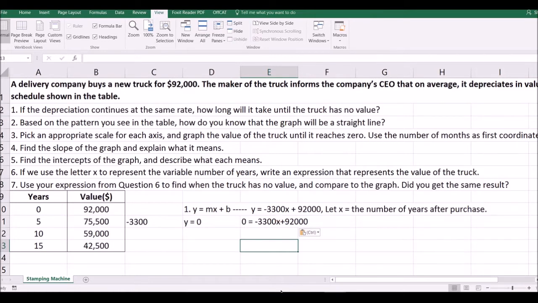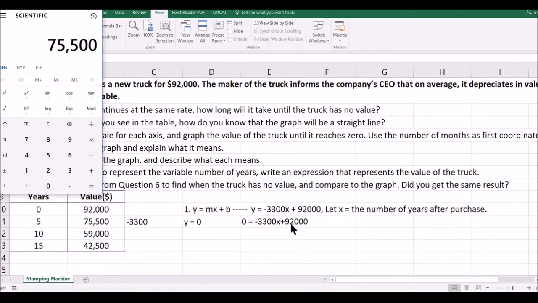And let's solve it. Now we need to move this 92,000 to the other side, so we're going to do that by subtracting. So on the other side, we're actually going to have negative 92,000. And then we have multiplication, so we're going to want to divide. So we're going to divide that by 3,300, but it's also a negative. Negative divided by negative is going to be a positive. So it's going to be approximately 27.87 years.